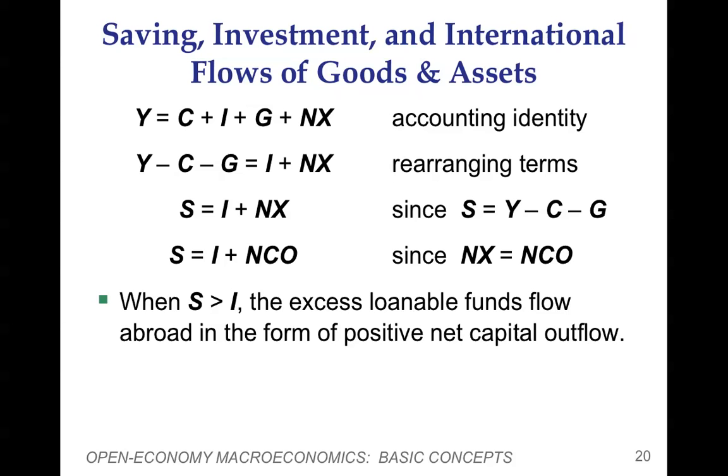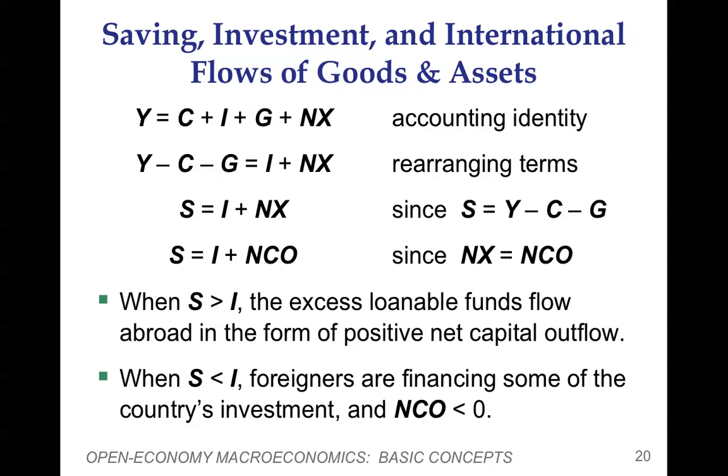Therefore, when savings is greater than investment, the excess loanable funds flow abroad in the form of positive capital outflow. So when U.S. savings is greater than investment, the U.S. will have capital flowing outward to the foreign country. When savings is less than investment, foreigners are financing some of the country's investment, and NCO is less than zero. So while savings is equal to investment, it definitely is different.